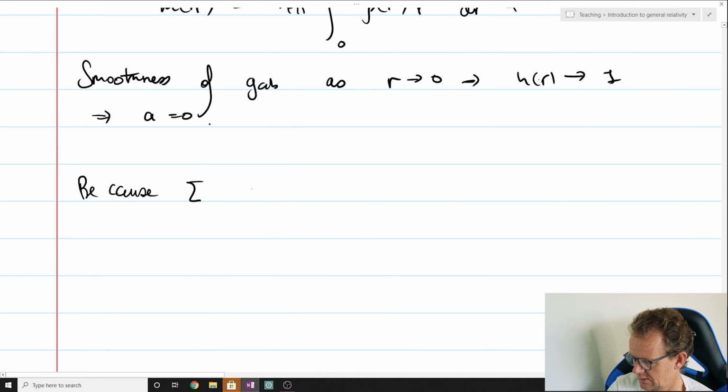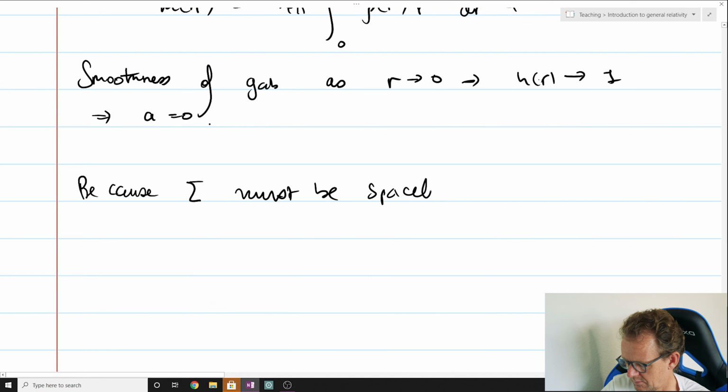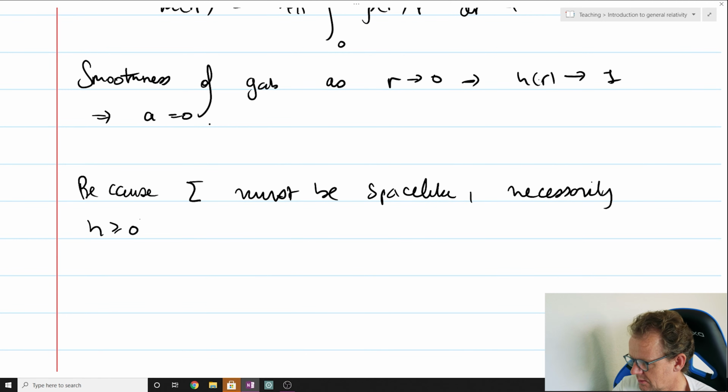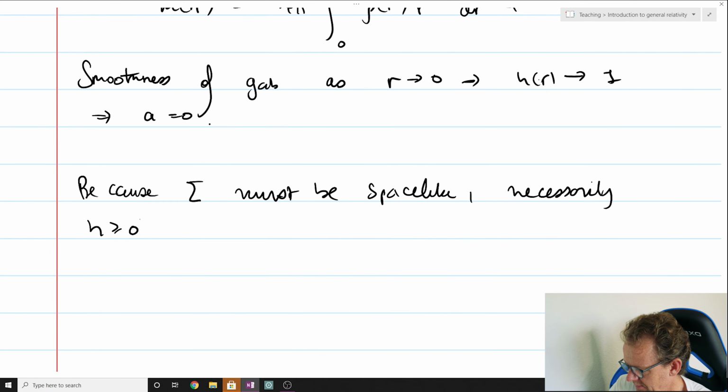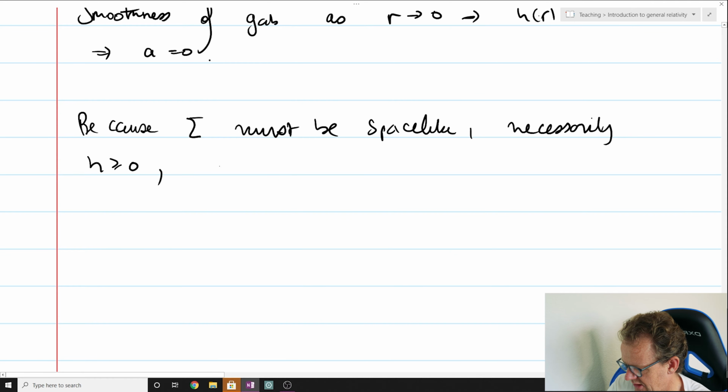Because the slices sigma that we used to derive our coordinate system 2 lectures ago have to be space-like, then necessarily h, the coefficient of dr squared, well, that better be positive. Otherwise, you change something space-like to time-like, or at least not space-like. And so that implies actually a condition on r.